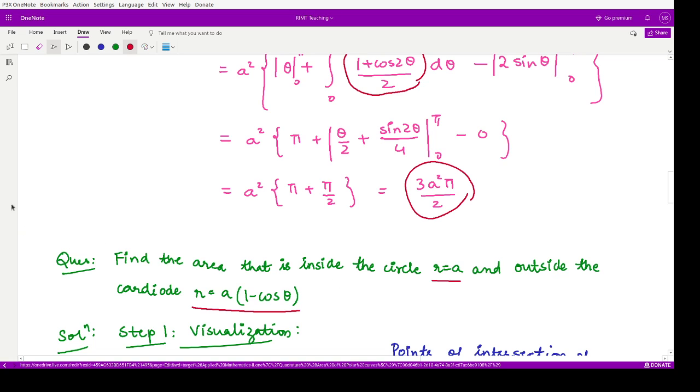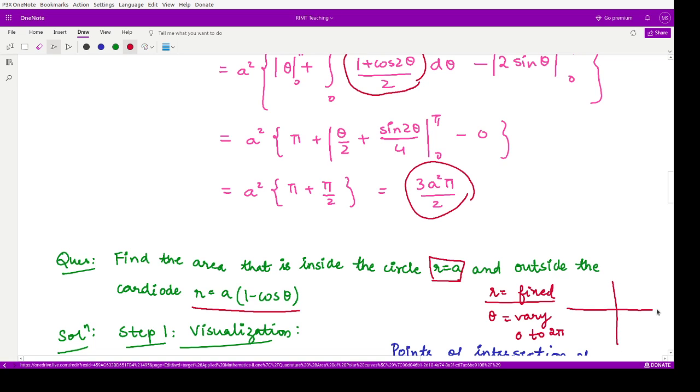So let us see this one. r is equal to a would be the circle, because here r is fixed, that is some constant quantity, and theta can vary with any value. So say 0 to 2 pi, it could have any value, right? And r is fixed for that particular value.